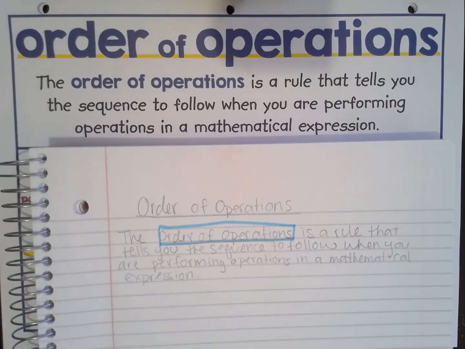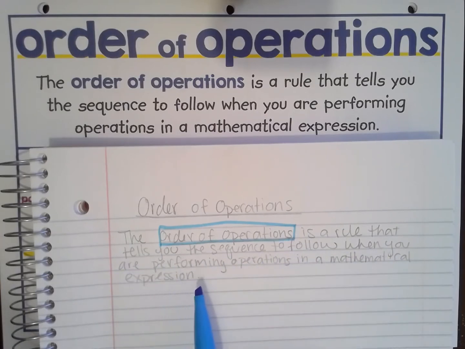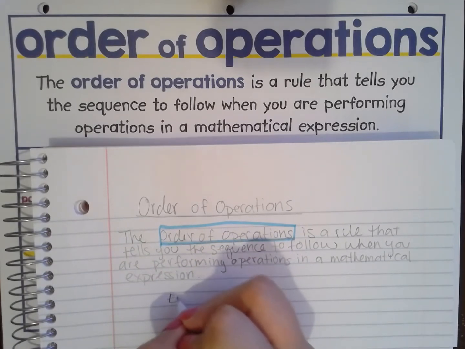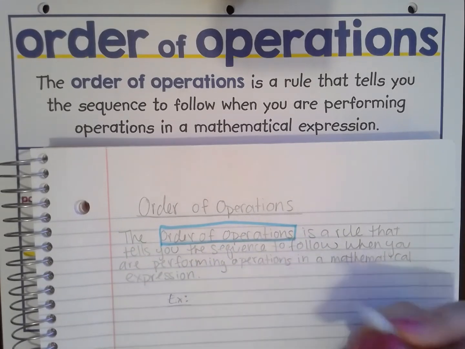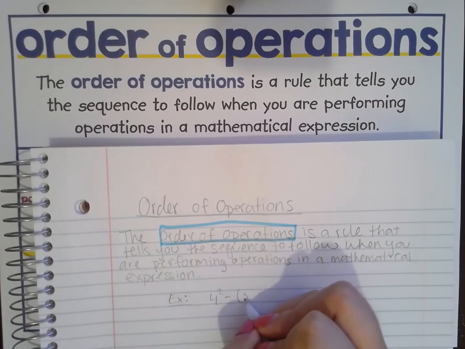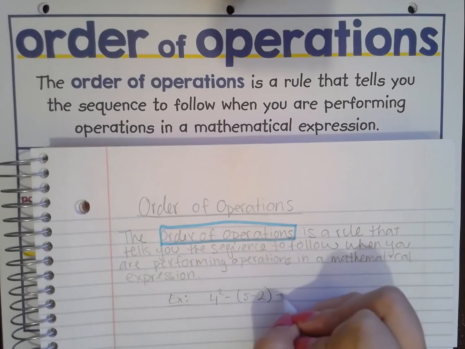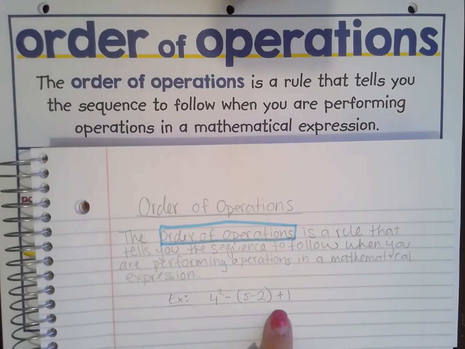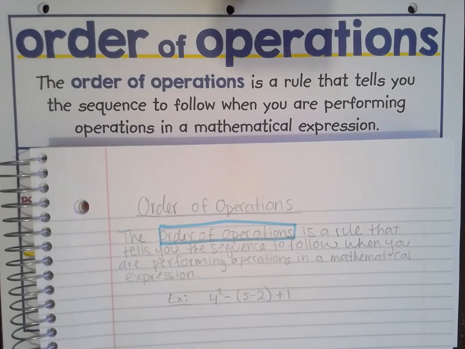The order of operations is a rule that tells you the sequence to follow when you are performing operations in a mathematical expression. A mathematical expression just means that we have integers that are telling us what operations to do. An example can be, like I said, integers. So we can have 4 squared minus 5 minus 2 plus 1. This is an algebraic expression.